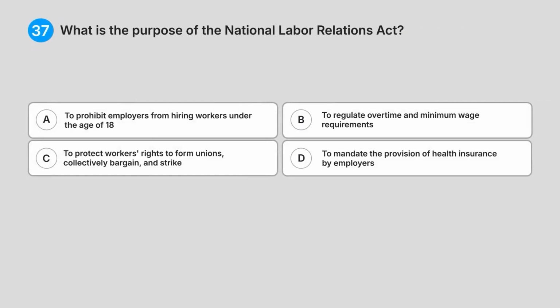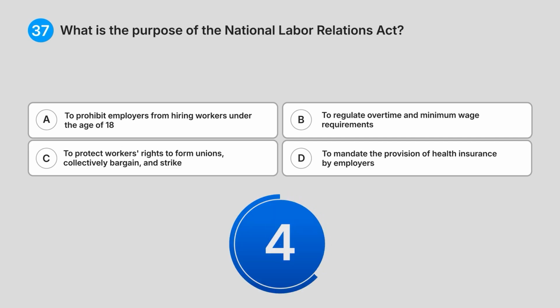37. What is the purpose of the National Labour Relations Act? A. To prohibit employers from hiring workers under the age of 18. B. To regulate overtime and minimum wage requirements. C. To protect workers' rights to form unions, collectively bargain and strike. D. To mandate the provision of health insurance by employers. Can you guess the answer?